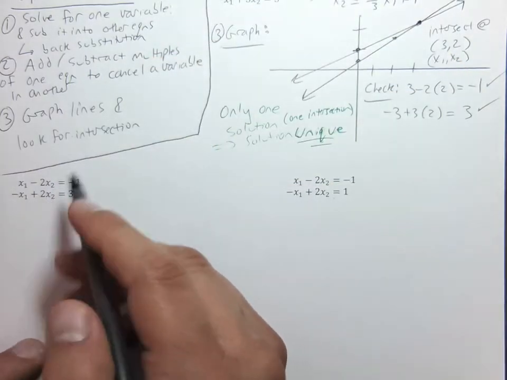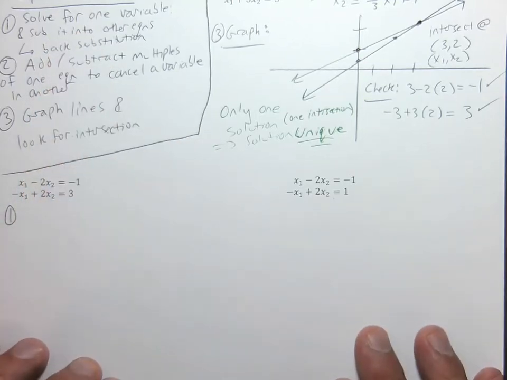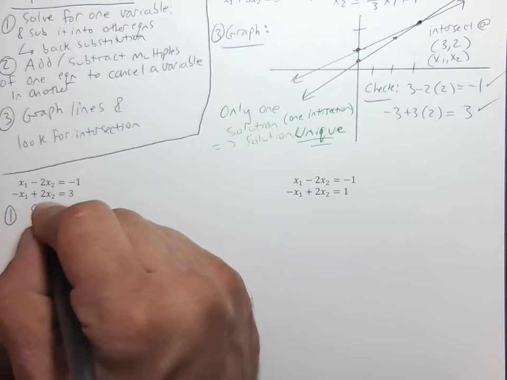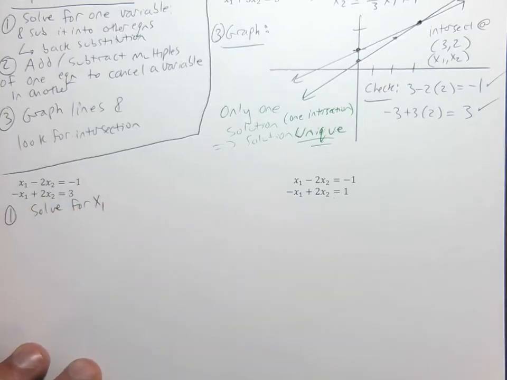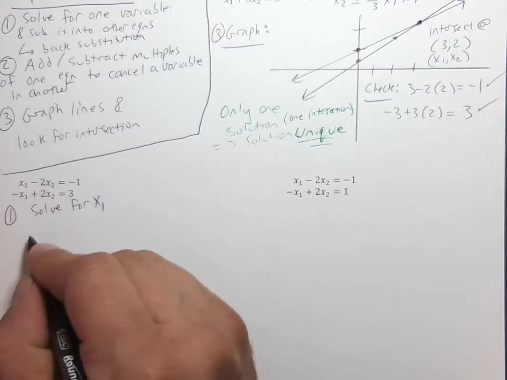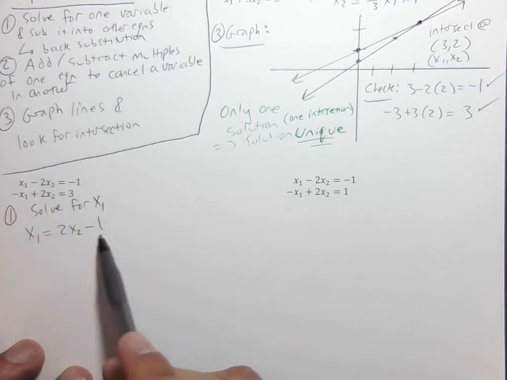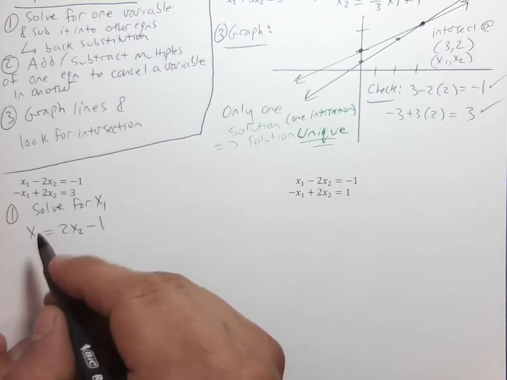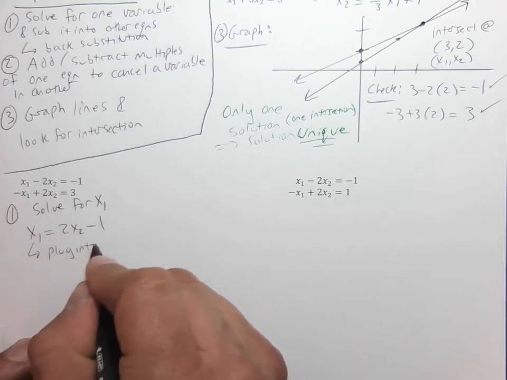In the second one here, we're going to do number 1, which is we're going to solve for one variable and then plug it into the other one. So let's solve for x1 in this one. In other words, let's get x1 by itself in either one of the equations. I'm going to just add 2x2 to the other side here to get x1 by itself in the first equation. And it would look like that, right? And so we have an expression for x1, and then we can take that expression for x1 and plug it into equation 2.